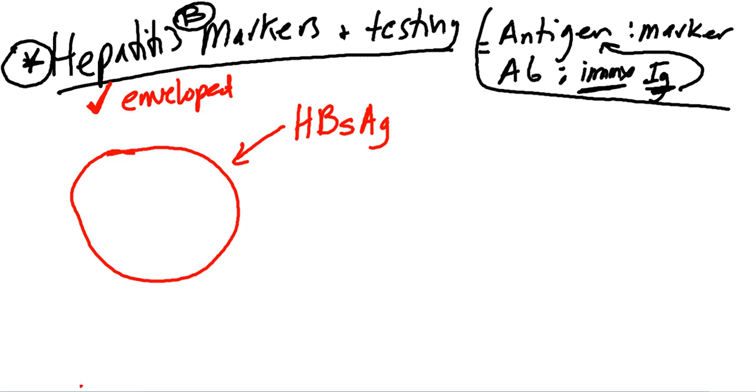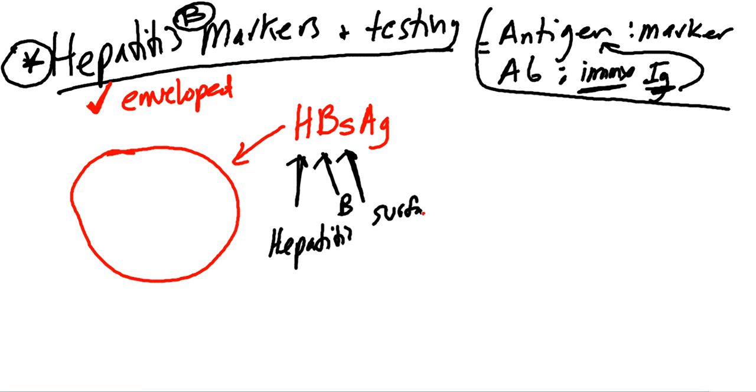Now let's cover the naming really quick here. H, hepatitis. That will hold true. B. S is going to be for surface. Antigen. AG is shorthand for antigen. AB is going to be shorthand for antibody. So AG is antigen. Remember, antigen is just the marker. AB is going to be antibody.